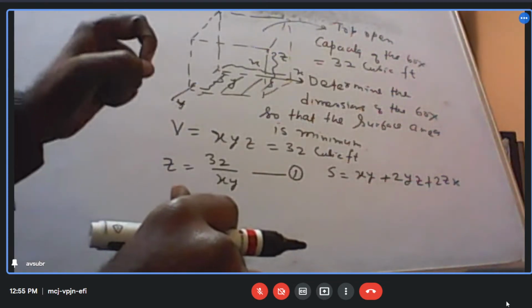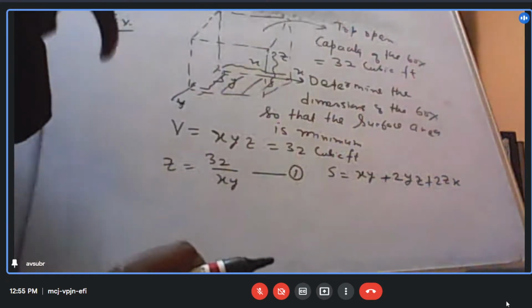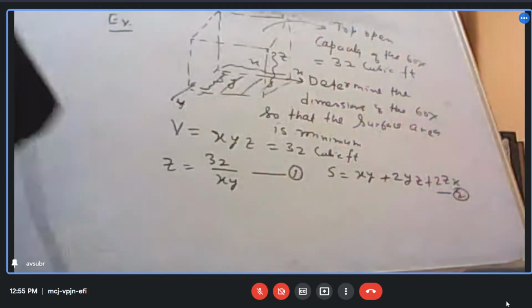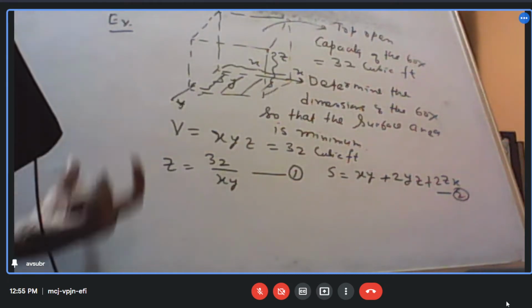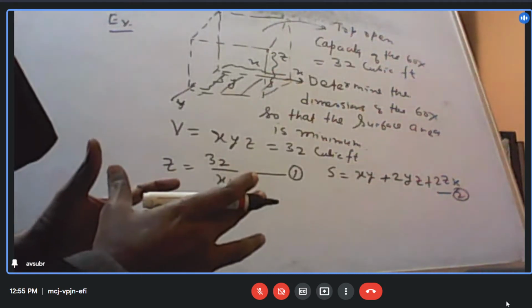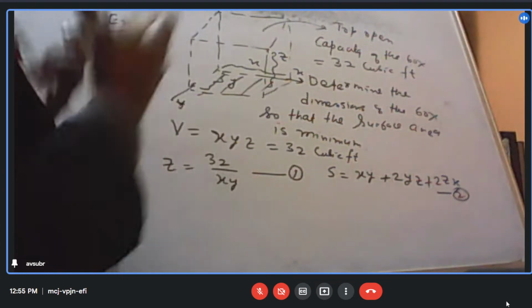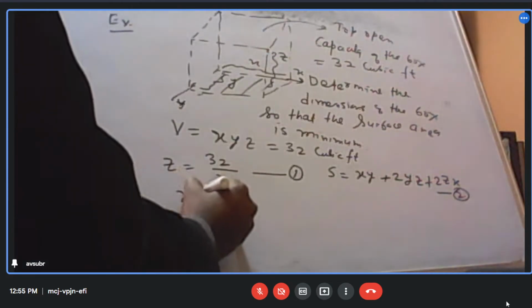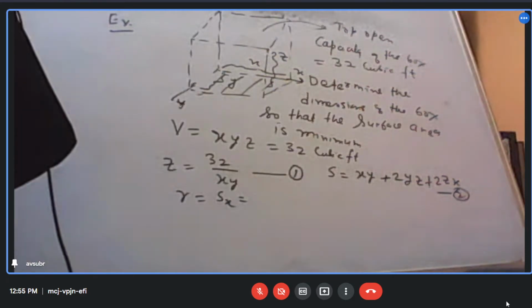So now this will be the total surface area of this box. Now this we have to minimize. So we have obtained an equation for this one. Now we have to see what will be the value of x and y such that the surface area of this box is minimum. So what I do, I take the first derivative of this.